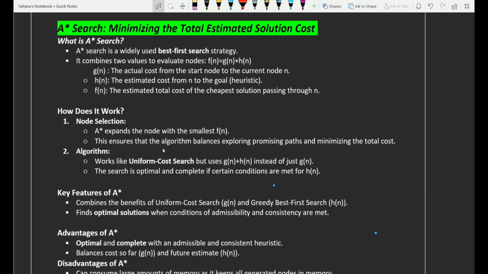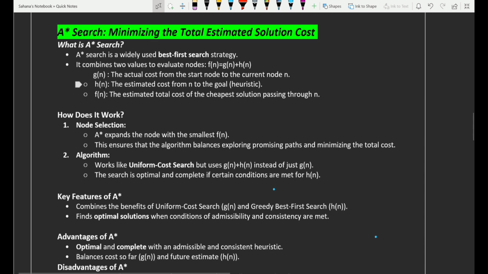Now we will discuss A star search. It is very important for the exam. Without this question, they won't give the question paper. Okay, A star search. What is A star search?